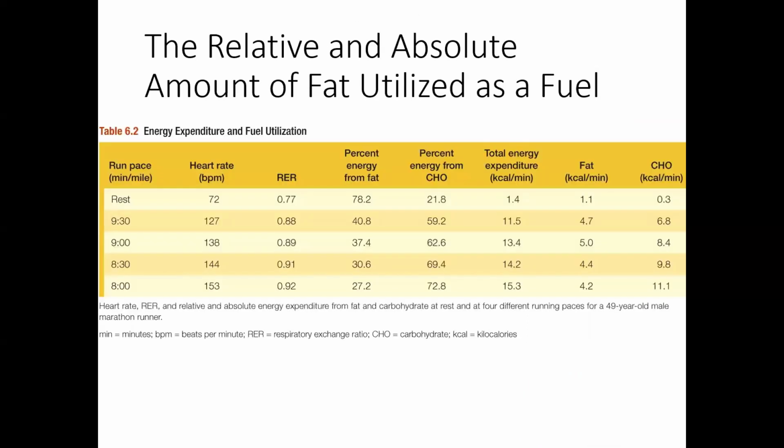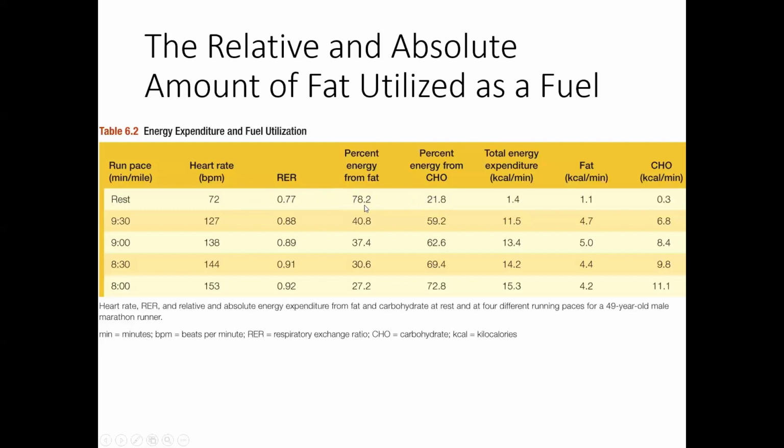This is in your book, and it shows you what happens when you go from rest to someone running. They start at a 9.5 minute per mile pace, and then they increase the speed to an 8 minute per mile pace. So even though you're running faster because your time is going down, you also see that heart rate increases. At rest, the average heart rate is about 72 beats a minute, and the RER is 0.77. That means you're burning a lot of fat. The metabolic cart will give you this. Back in the day, we used to have to calculate this.